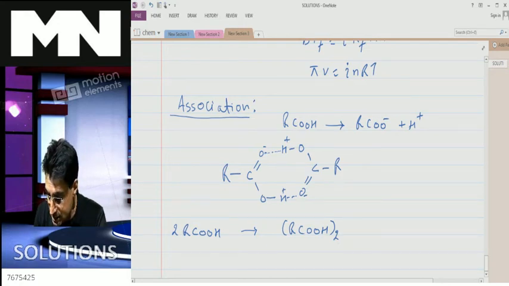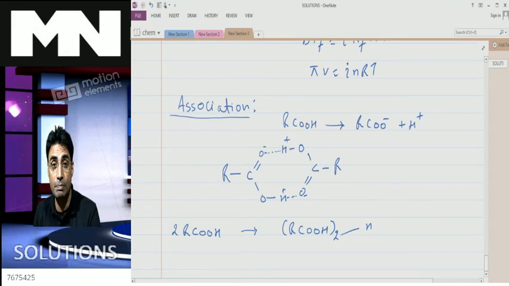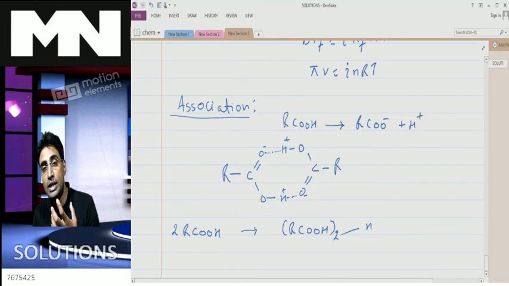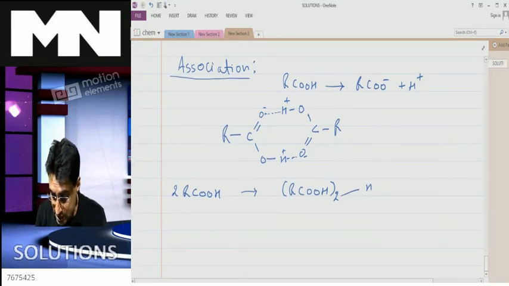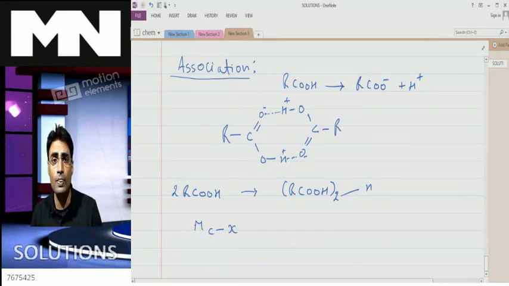Here in this case, the value of n is 2. It is undergoing dimerization. If it is undergoing trimerization, it will become 3. Tetramerization, it will become 4. So the number of molecules which are undergoing association, that is actually n in this case. Now again, suppose the correct molecular mass of this carboxylic acid is x.